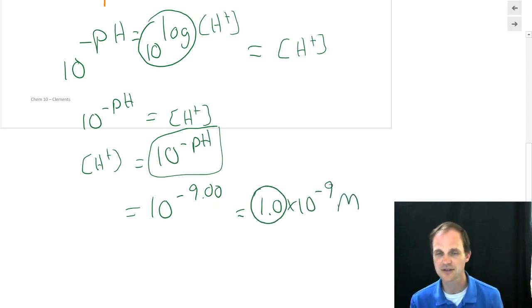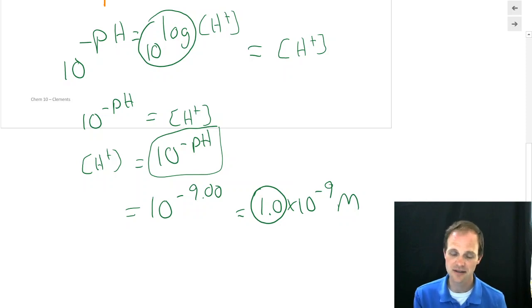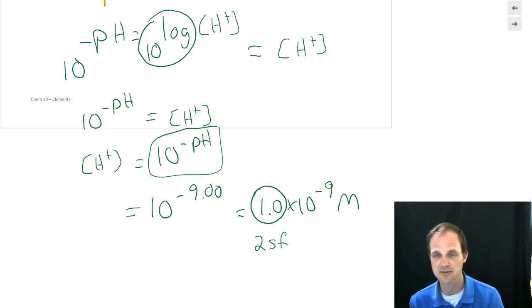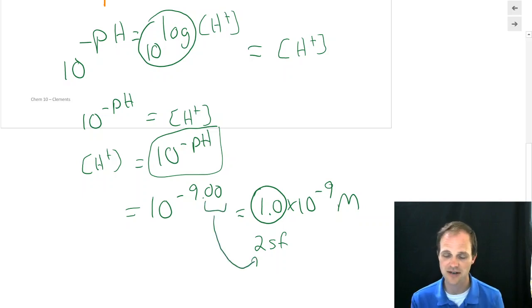Your calculator's only going to give you 1, but how did I get 2 sig figs there? Remember when we were calculating a pH from a concentration, our sig figs became digits after the decimal. When we do it backwards, we also do the sig figs backwards. Our digits after the decimal become our sig figs. So we had 2 digits after the decimal. We now get 2 sig figs. And that's how we calculate an H plus concentration from a pH.